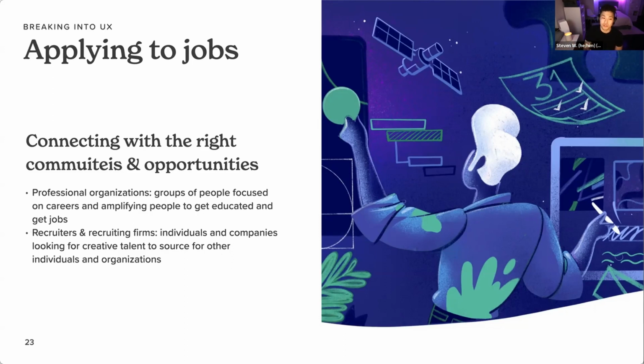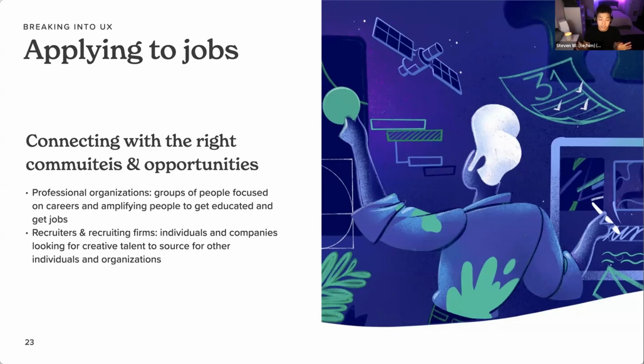Connect with recruiters, connect with recruiting firms. What are some examples? Solomon Page, Vitamin T, Aquent, Creative Circle. These are firms that other organizations and individuals will come to for talent, and they basically help source talent to then provide them to these organizations.